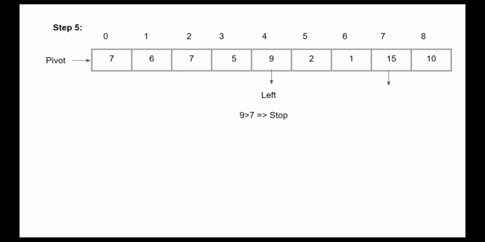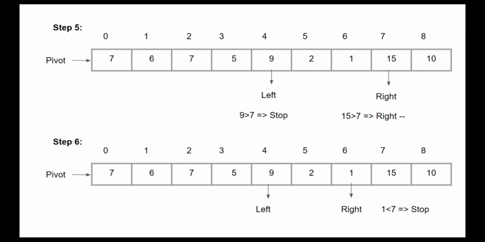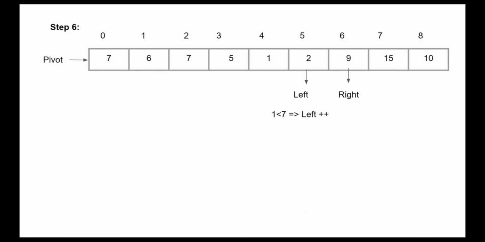Then it is 50. 50 is also greater than 7, so right minus minus. And next the value is 1. It is less than the pivot, so right will stop there and swap with the left value. That is, swap 9 and 1. And this is the resultant array after swapping.